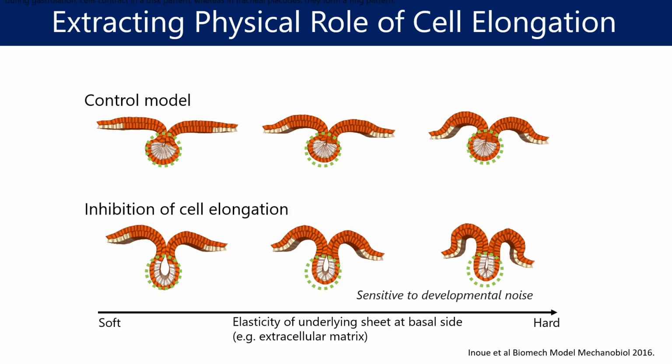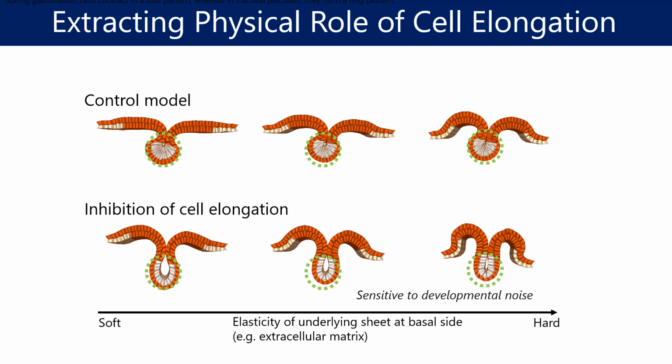We virtually altered the mechanical properties of the underlying sheet at the basal side, ranging from soft to hard. These images show the final shapes of the neural tube at closure. When cell elongation was inhibited, the final shapes became highly sensitive to the elasticity of the underlying matrix. This indicates that without cell elongation, neural tube formation is more affected by developmental noise from the mechanical environment. In contrast, in the control model, the neural tube maintained a consistent shape regardless of the sheet elasticity.